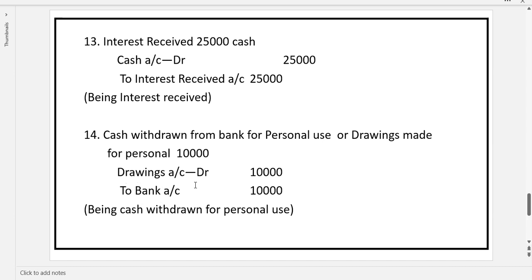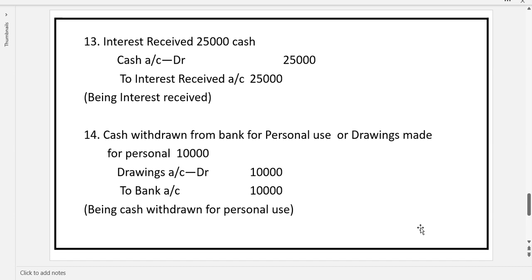That's why it is considered as drawings. When you observe the balance sheet, from the capital we will be deducting the drawings. This is the purpose. So drawings account debit to bank account. The amount is going out of the business, so that's why we have credited the bank. Drawings account debit to bank. I think it is clear.